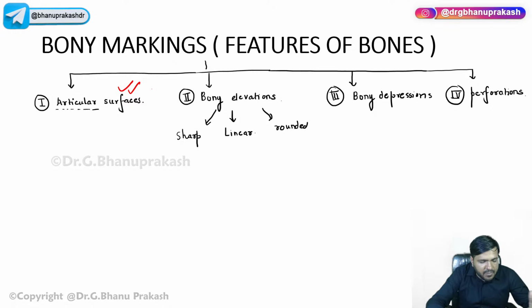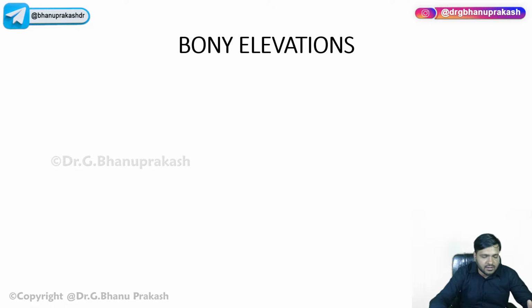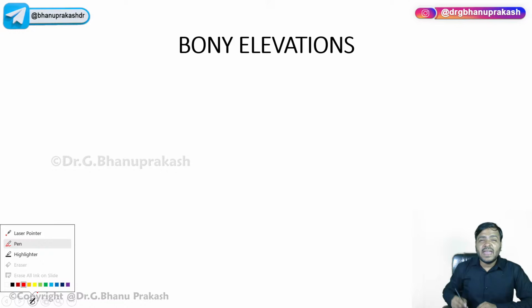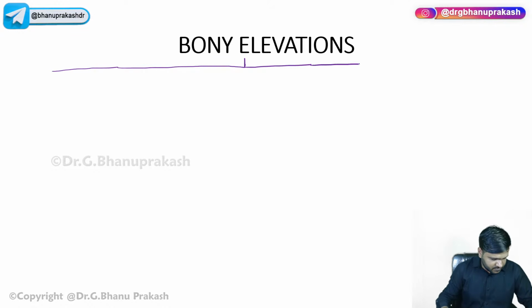Now coming on to the next one, the bony elevations. First we'll do the bony elevations, then we'll discuss the bony depressions. You guys already know elevation means something coming out of the bone, right? It can be classified into three types, guys. We have linear. Just try to make it in the form of a flowchart, so that it's very easy for you.